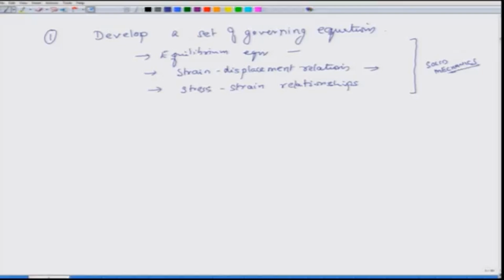Okay. But if our problem is different, say it involves heat transfer, then these sets of equations will differ, and we have to develop a different set of equations which are applicable to the heat transfer process. But regardless, we always start by developing a set of governing equations. Once we have done this, then what do we do? We solve these governing equations.